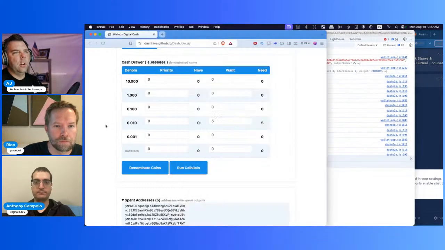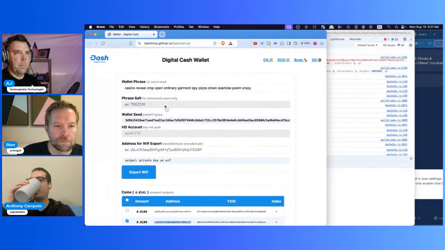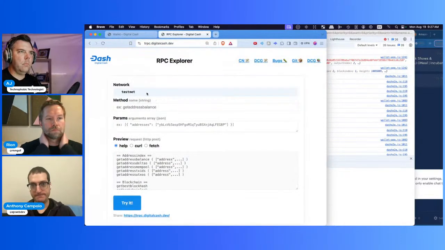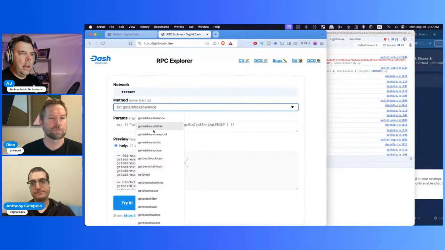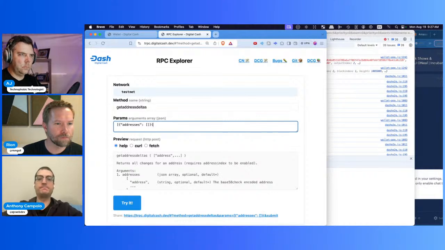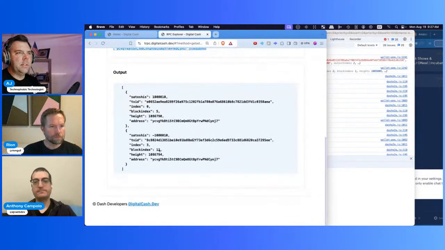And then if we were to look at these addresses, I could go look at these addresses here. Let's look at the RPC tool real quick. And then we'll do get address deltas, and then, address. I think it's address, or is it addresses? Either way. All right, so now we'll run the RPC and we can see the output.